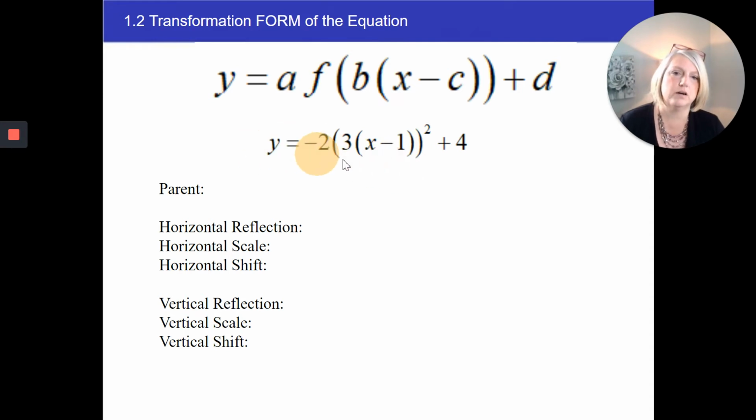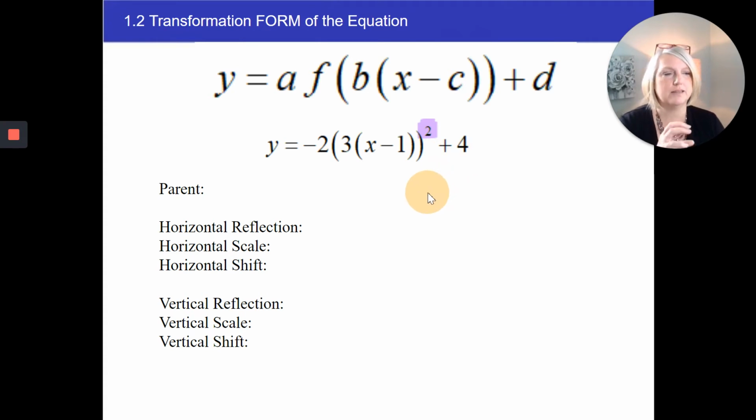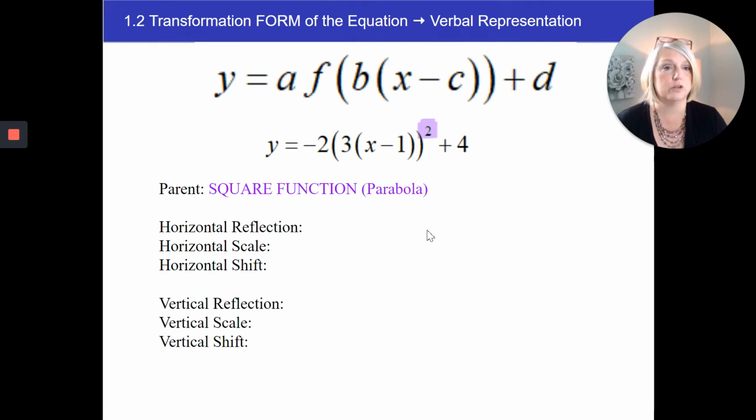So here's our nice little function that we're looking at, and our first job is to come up with what the parent graph is. What's the shape of the graph before we transform it? In looking at this, you have to identify that there's an inside to some function, and then there's stuff outside of that function. Because it's got that square there, I'm going to identify that the parent is the square function, so the shape of the graph before I start is going to be a parabola.